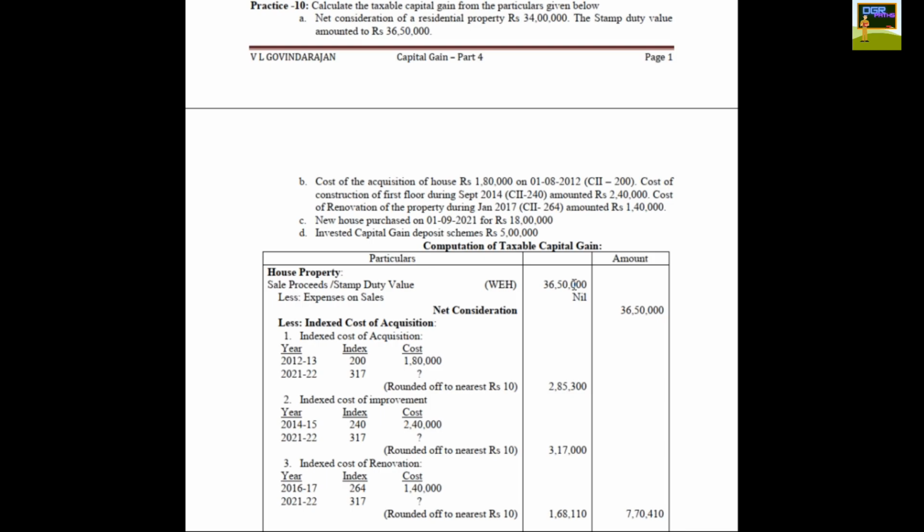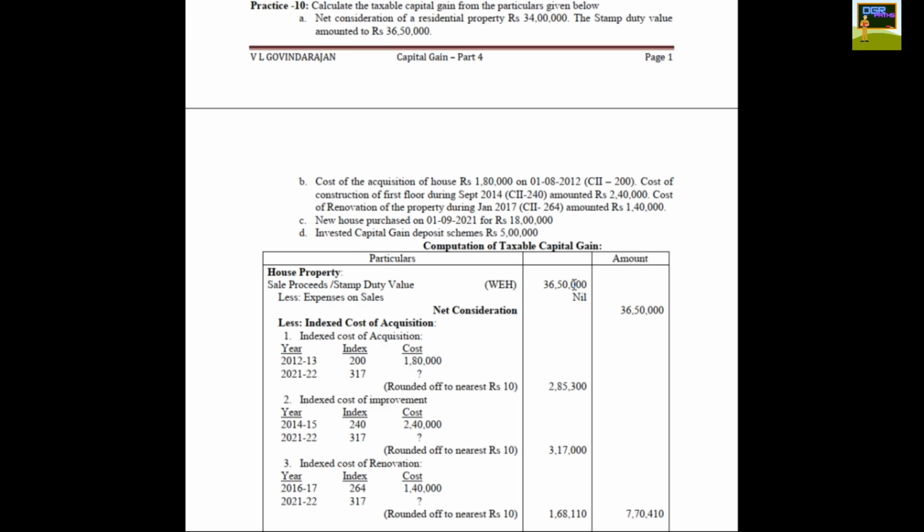Cost of construction of the first floor during September 2014, and the cost of renovation of the property during January 17. So in this problem, while computing indexed cost, we have to compute cost of acquisition, cost of improvement, and the cost of renovation. 3 stages are there. We must be very aware.